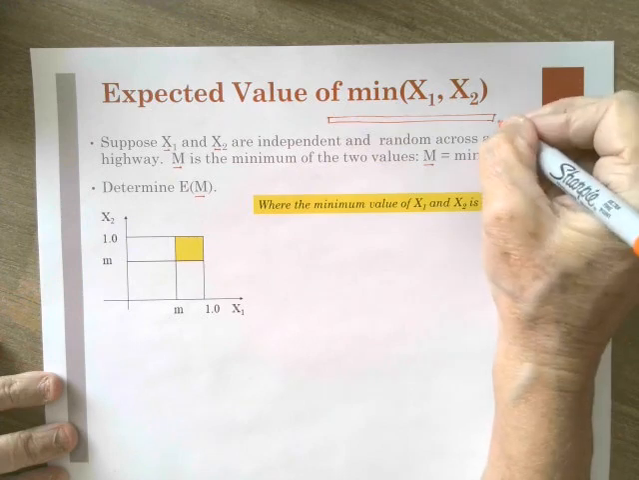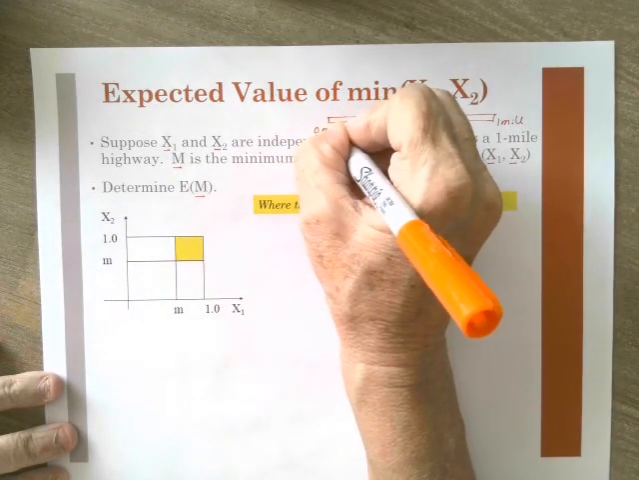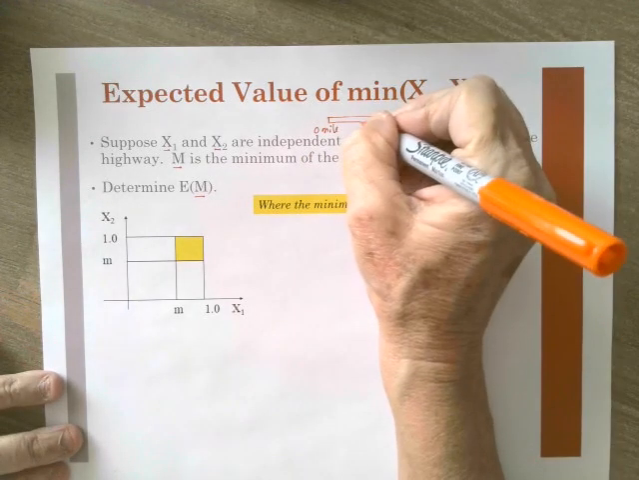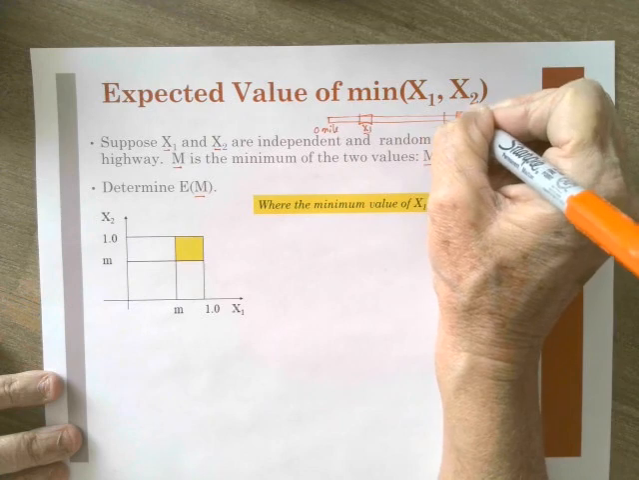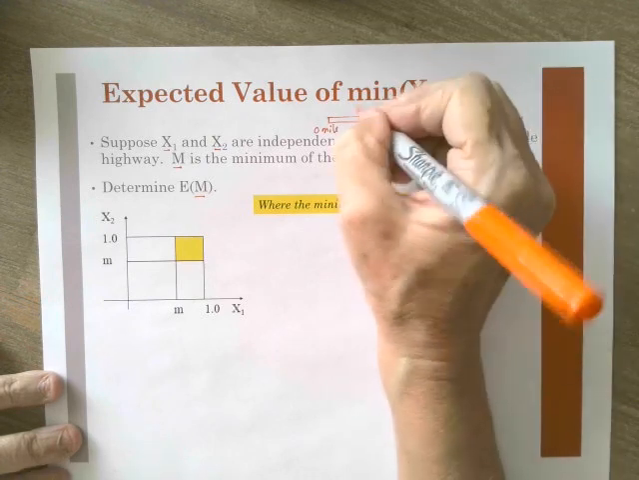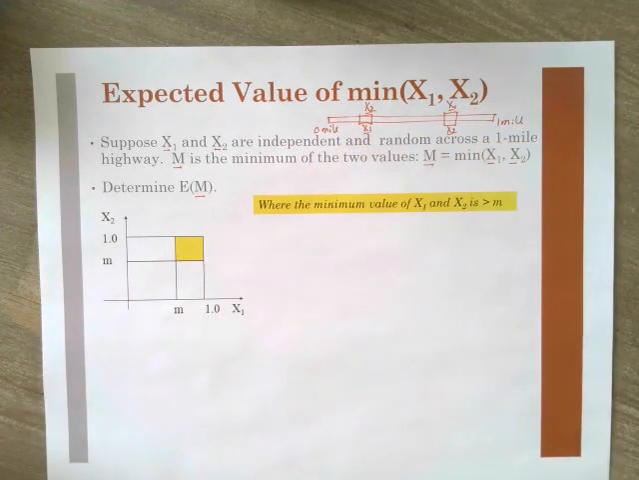So if I were to draw my street again right here, this is 1 mile, and this is 0 miles. And let's just pick 2 points. We could have x1, x2, or we could have x2, x1. And what I want to do is determine the expected value of the minimum.